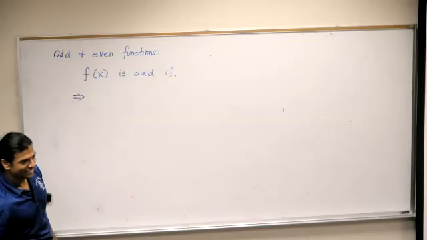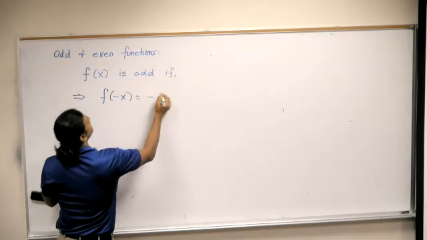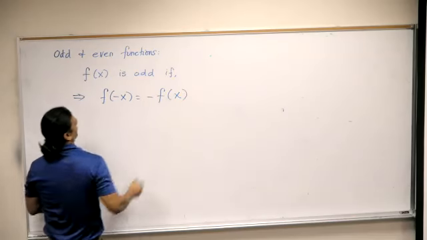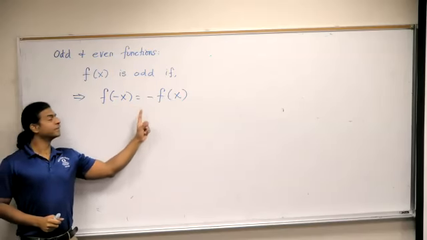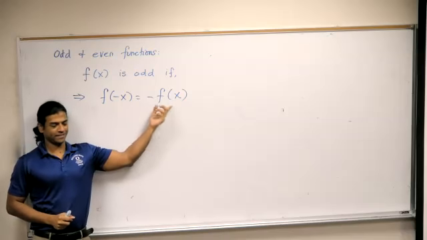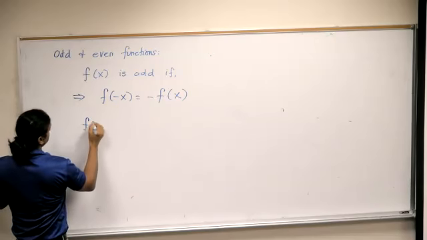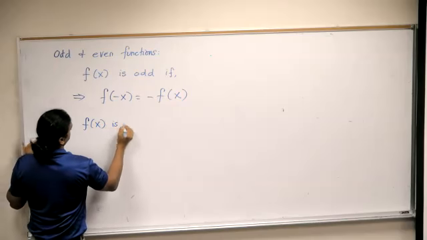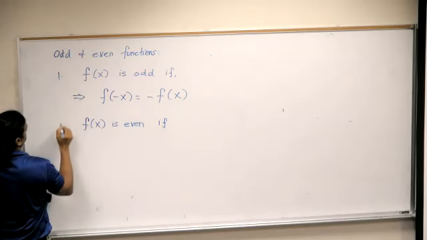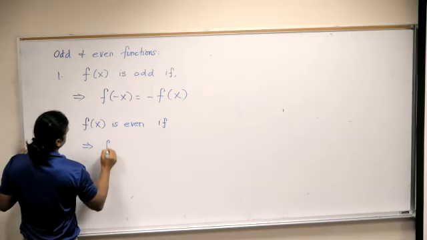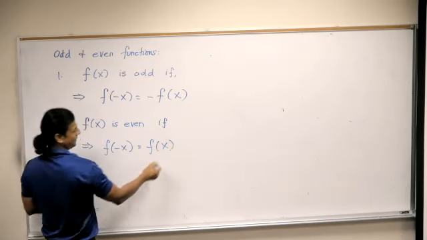If f of negative x is negative f of x. F of minus x would be equal to minus f of x. But if f of x is an even function, then f of negative x is still equal to f of x. You get the original function.